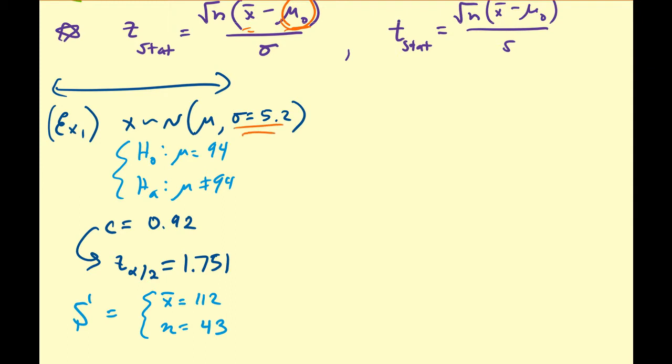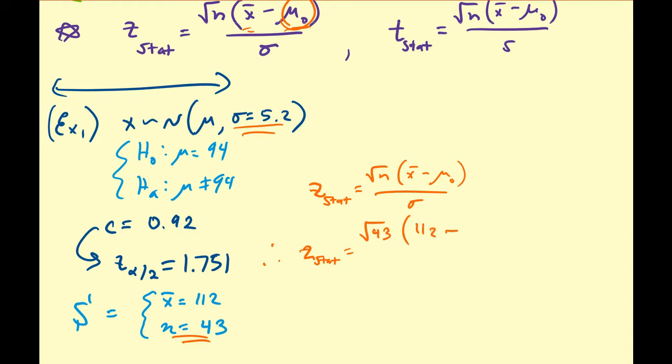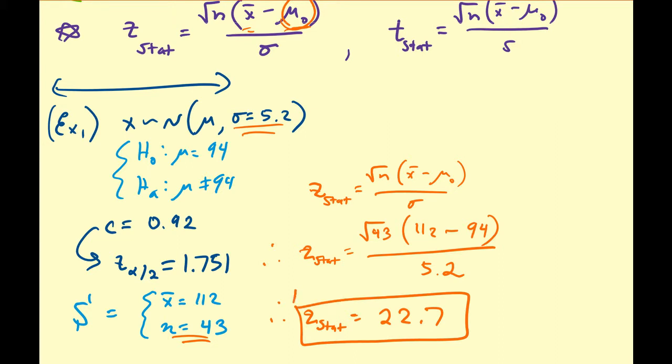Since sigma is known, and since n is relatively large, I'm going to use a Z test statistic for this procedure. So Z stat is going to be equal to the square root of n times x bar minus the hypothesized mean divided by the standard deviation of the population. So Z stat is going to be equal to the square root of 43 times our sample mean, 112, minus the hypothesized mean of 94, divided by the standard deviation of the population, 5.2. And once you do all those calculations out, you're going to realize that this is equal to 22.7. So this is our test statistic.